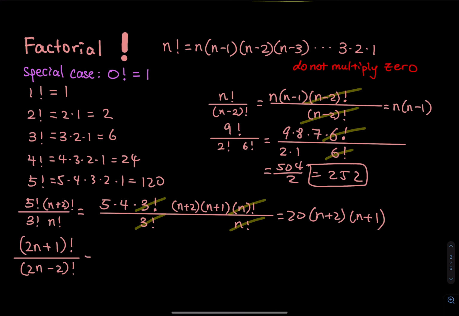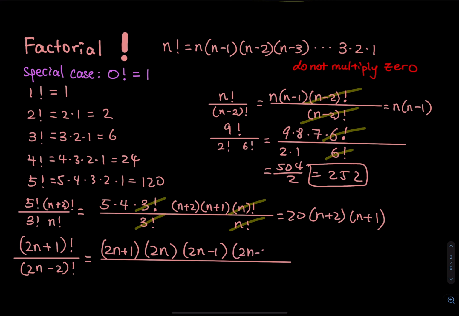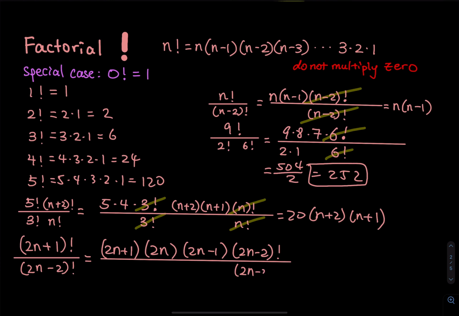The last one, what can you do for the top? The top is 2n plus 1, 1 less than that, and then 1 less than that, and then 1 less than that. Now we reach 2n minus 2 factorial, and then the denominator, you have 2n minus 2 factorial. Perfect. Get rid of them, and then whatever is left there is your answer.